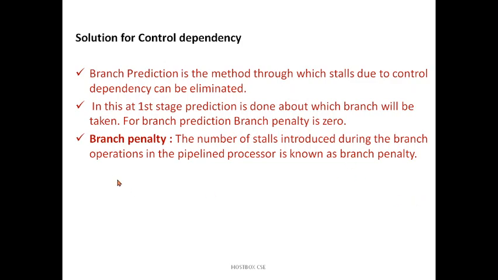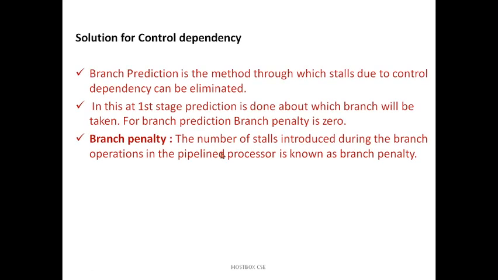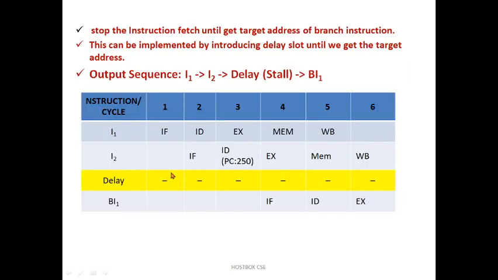Now the question is, what is branch penalty? Branch penalty is the number of stalls introduced during the branch operation in a pipelined processor. So we are going to do some branch operation here in this stage, and the number of stalls introduced here is only one; it can be more, based on your requirement or whatever sequence of instructions you want.